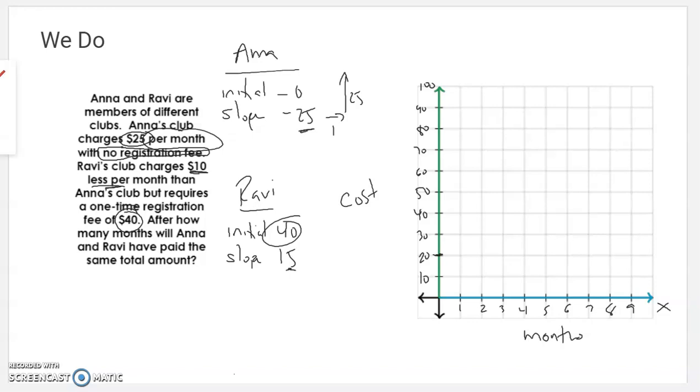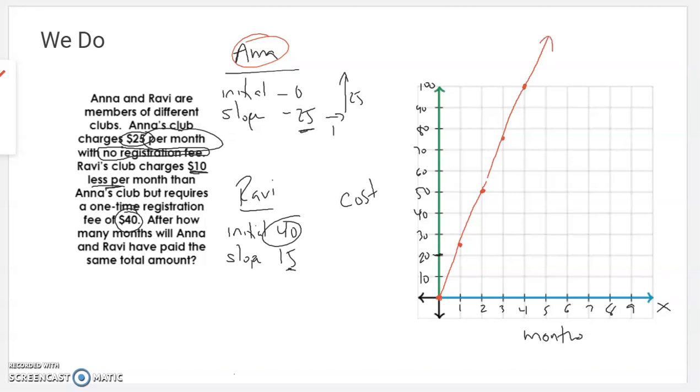So let's do Anna in red. So Anna starts at 0, and each month increases by 25. So one more month, $25 more. One more month, $25 more. One more month, $25 more. I hope they meet before $100. If they don't, I'm going to run out of room. So there's Anna's graph in red. Remember, do this with a straight edge too, when you can, because these solutions can be hard to see.